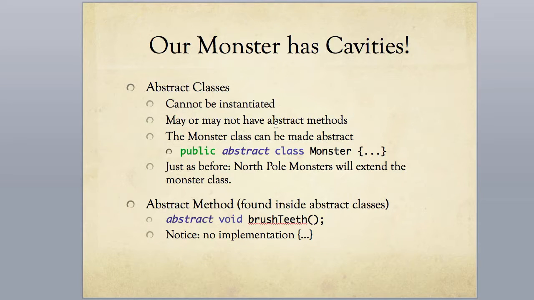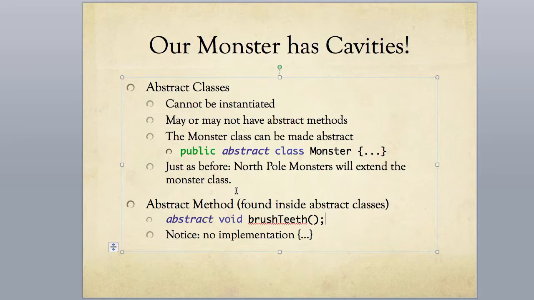All right, and in order for Java to know that it's an abstract class, we have to include the keyword abstract. Okay, so here we have the Monster class that has been made abstract, and then we put in an abstract method, and this is the whole critter right there: abstract void brushTeeth, semicolon. You'll notice there is no open curly brace, no closed curly brace, or any code that implements this.